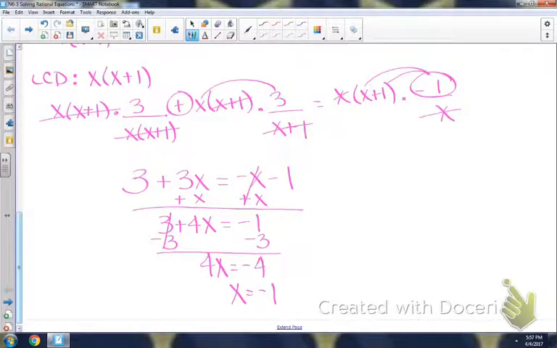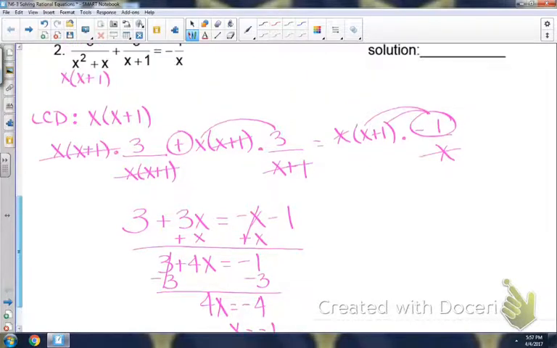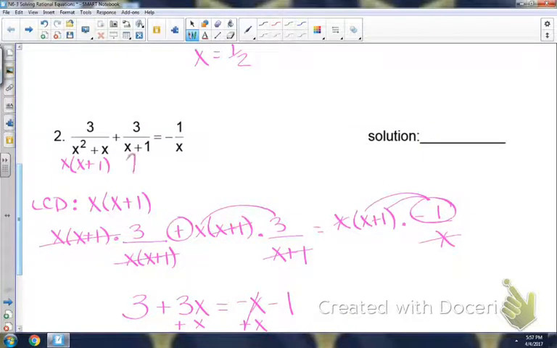So once you find your solution, make sure to plug it back in and make sure it doesn't cause your denominator to be 0. So if we plug in a negative 1 for x in our original, notice right here, -1 plus 1 is going to cause that fraction to be undefined, okay? So if you have one solution, you plug it back in and it causes your denominator to be 0, there is not a real solution for this equation. So just write no solution there.